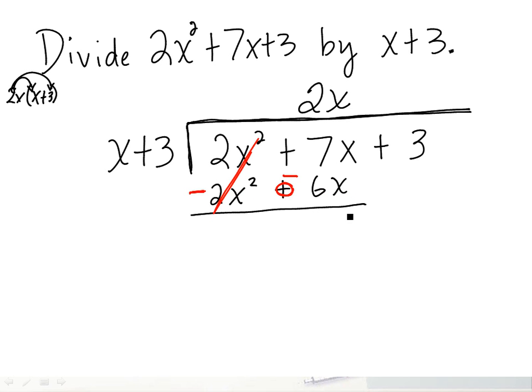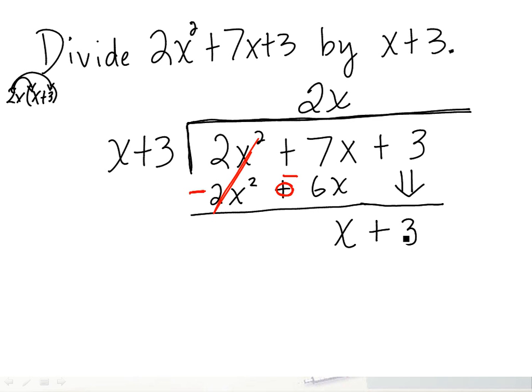That is x. Then do you recall the next step in regular long division? You bring down the next number in regular long division. Here, you're going to bring down the next term and start back over.